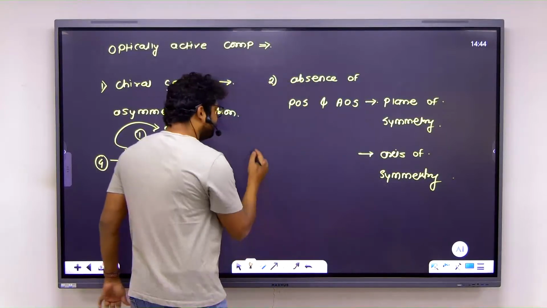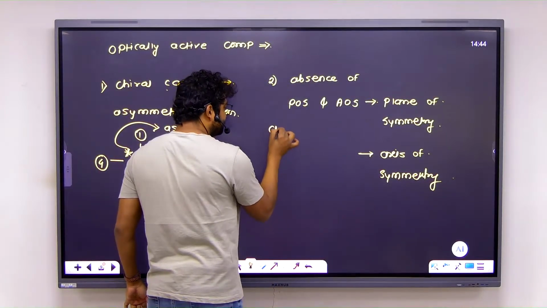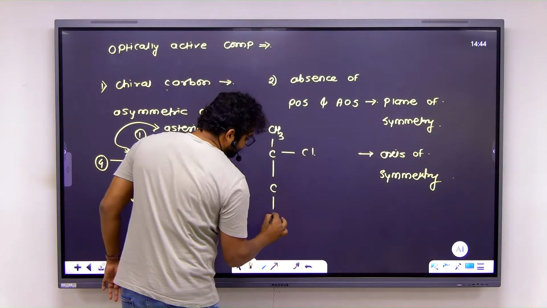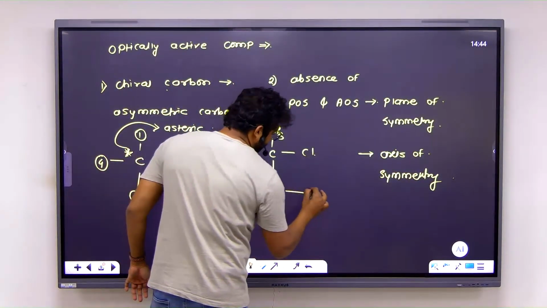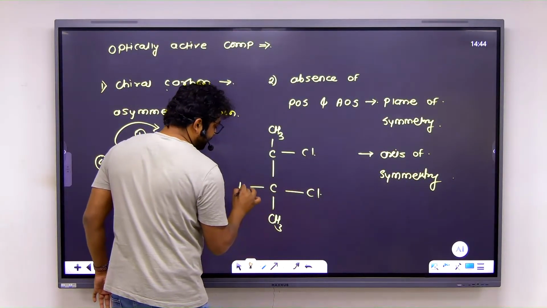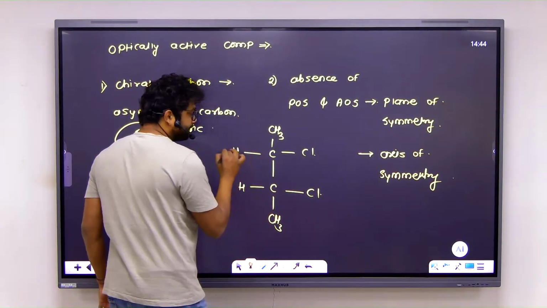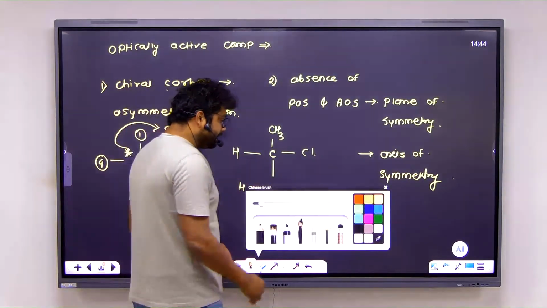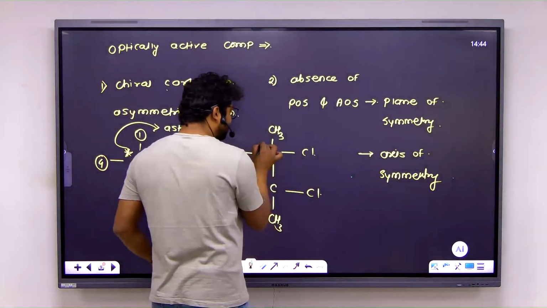जस्ट इमॅजिन आय हॅव दिस कार्बन, carbon with a CH3, a chlorine. This is a hydrogen. This is a hydrogen. It is a two-way communication now. You can understand this is your chiral center.